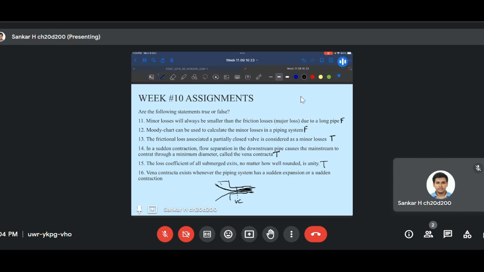That statement is not entirely correct. It is false. It happens when there is a sudden contraction, but with a sudden expansion it is not necessarily the case.